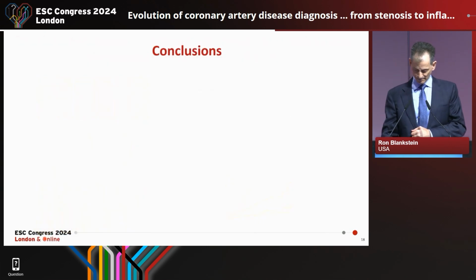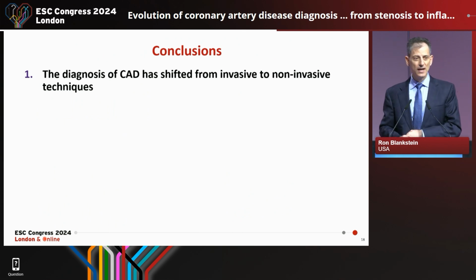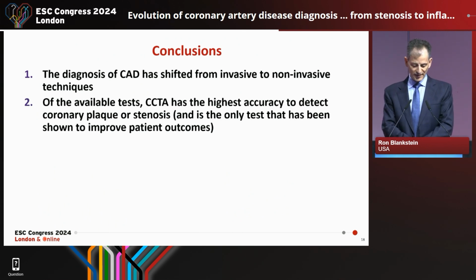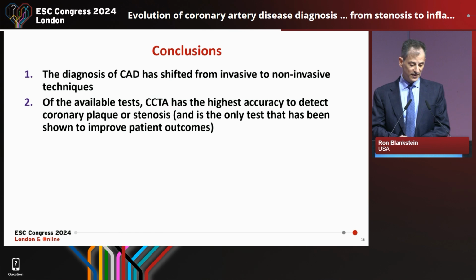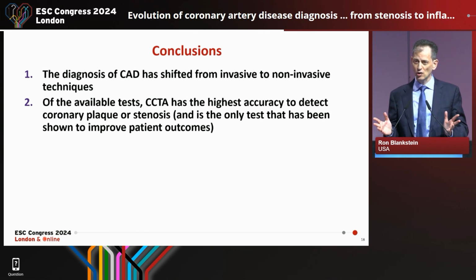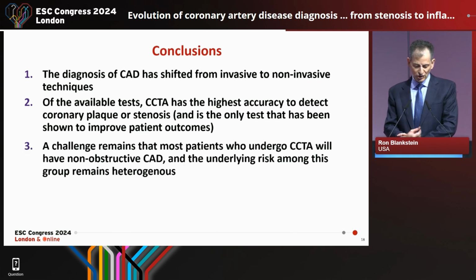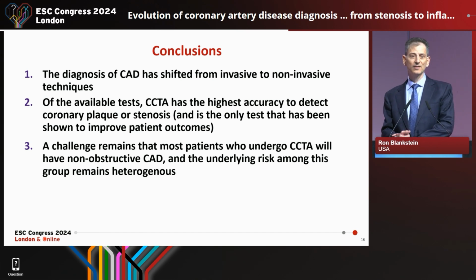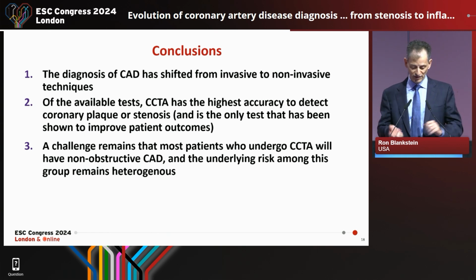So in conclusion, the diagnosis of coronary disease has shifted from invasive to non-invasive techniques. Of the available tests, coronary CTA has the highest accuracy to detect plaque or stenosis, and currently it's the only test that's been shown to improve patient outcomes in randomized trials, which is why it has the strongest level of evidence in guidelines. A challenge that remains, however, is that most patients who undergo coronary CTA will have non-obstructive coronary disease. That is the most frequently encountered finding after coronary CTA.